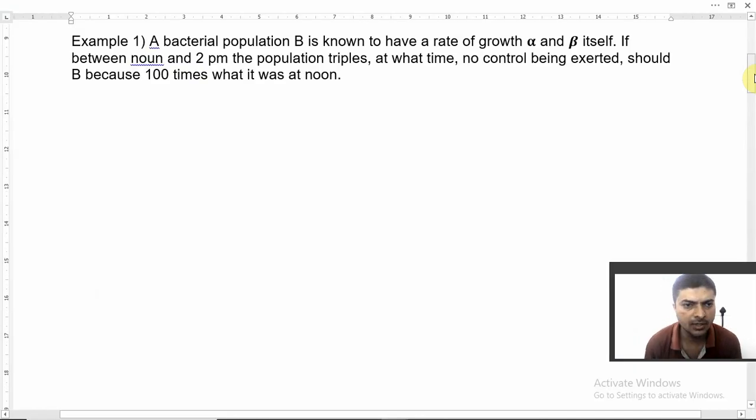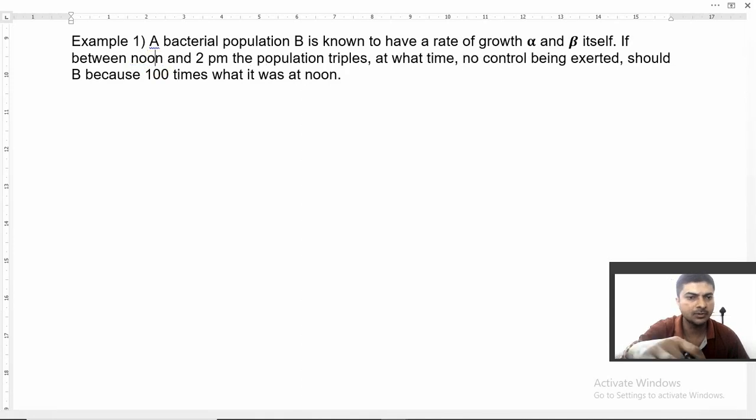So here please write down the example. Bacterial population B is known to have a rate of growth proportional to B itself. If between noon and 2 p.m. the population triples, at what time, no control being exerted, should B become 100 times what it was at noon? This is a very simple question. So understand the question students, very easy.